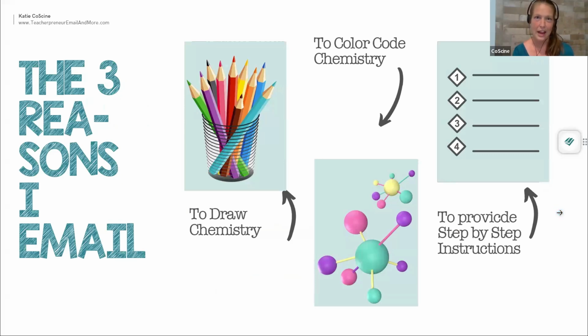For example, I have a chemistry store in addition to my Teacherpreneur email template and copywriting store. And this is what I do. I teach teachers how to draw chemistry. I teach them how to color code the steps when they're solving math sort of things, and provide them with step-by-step instructions on how to teach chemistry.